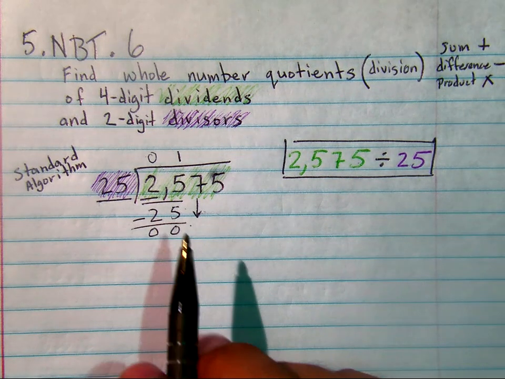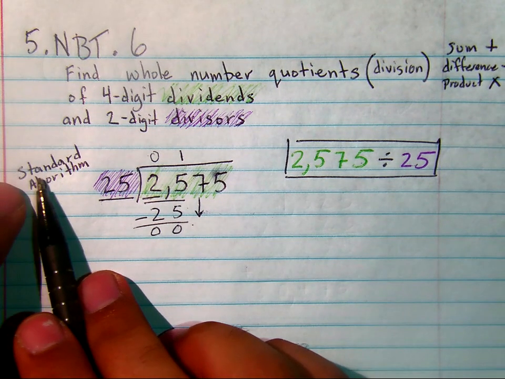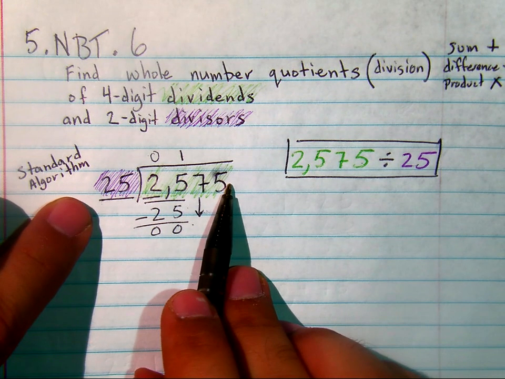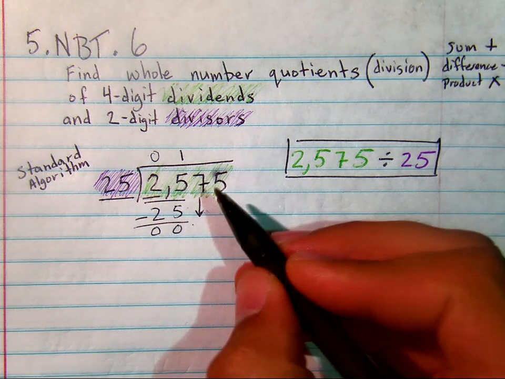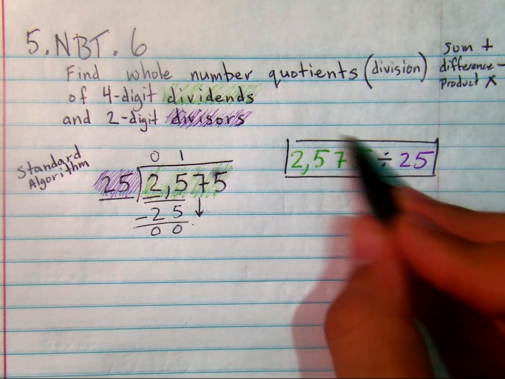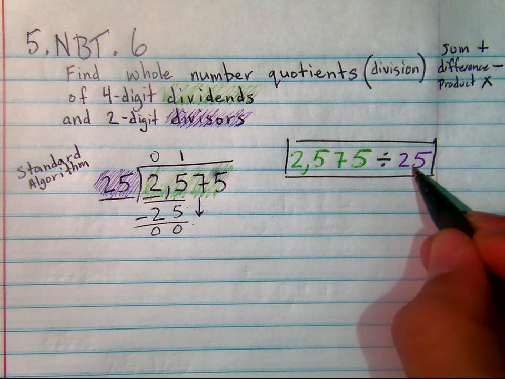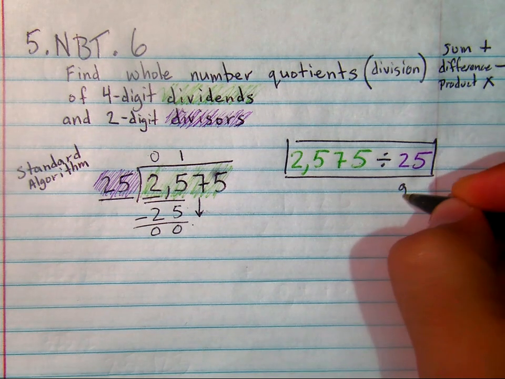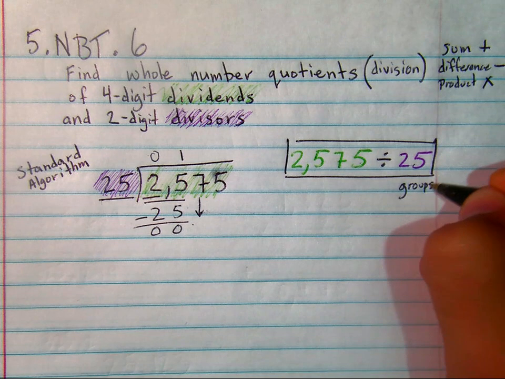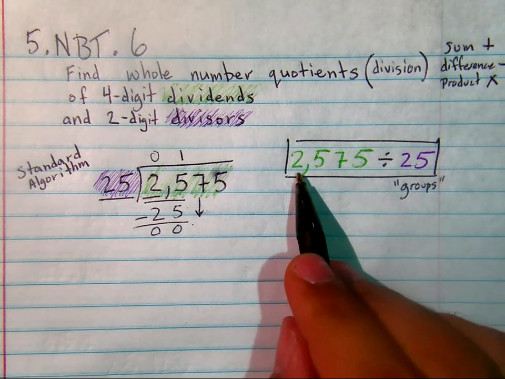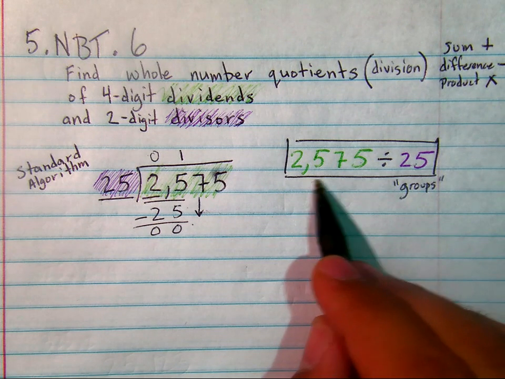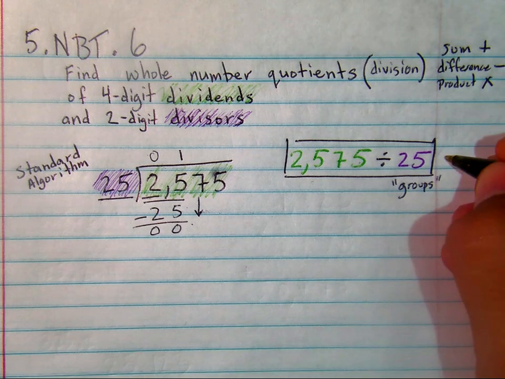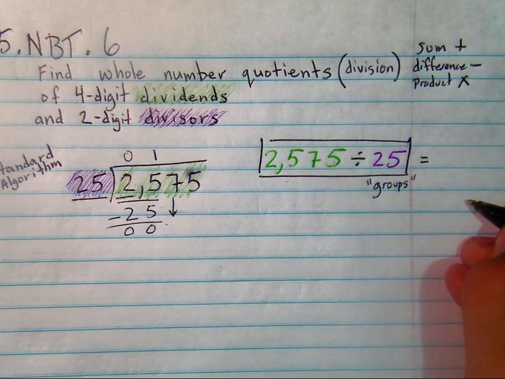So when you consider the strategy of the standard algorithm as one possible strategy that's often taught, it's important to recognize that this first number, that's what we have. And this is simply the number of groups that's being divided by. Okay, so if you want to put groups underneath here and say this many of whatever it is you got is going to be divided into 25 groups, then the quotient is going to be how many in each group.